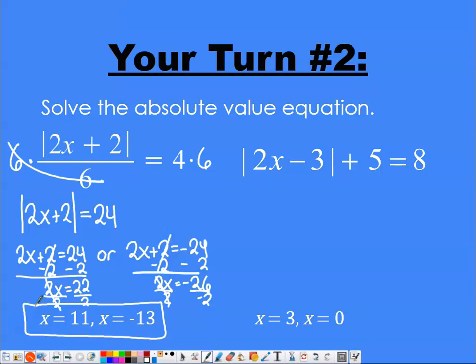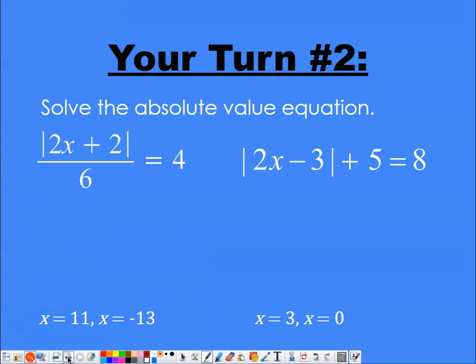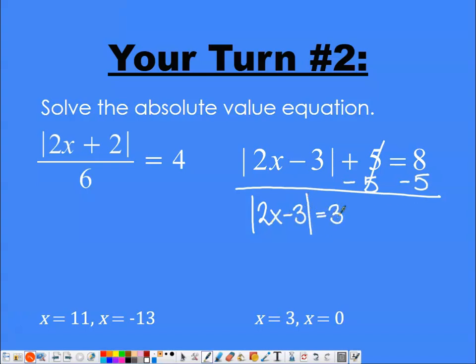Here's our other equation. So we have the absolute value of 2x minus 3. On the outside, we have that plus 5 is equal to 8. So let's go ahead and isolate that absolute value. So subtract 5. So we have the absolute value of 2x minus 3 is equal to 3.